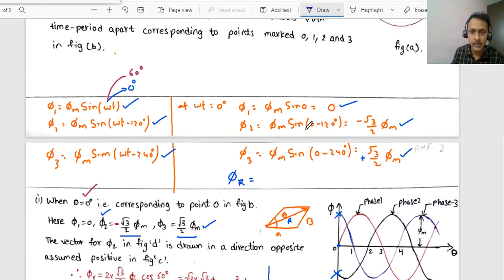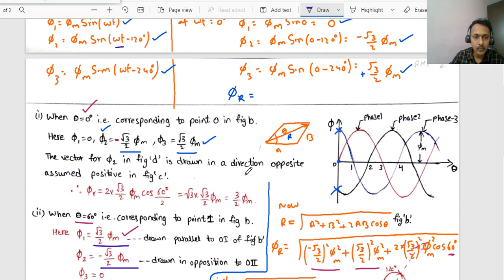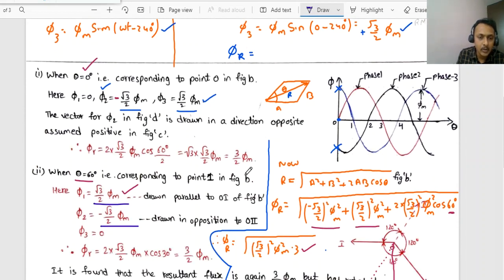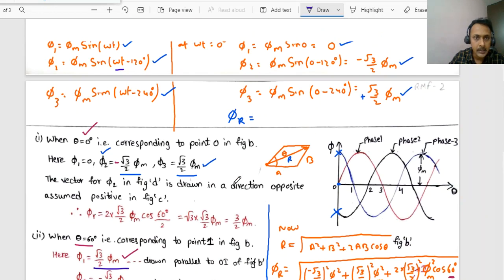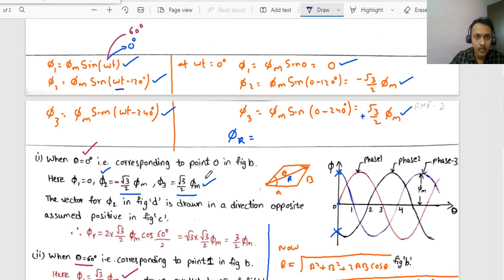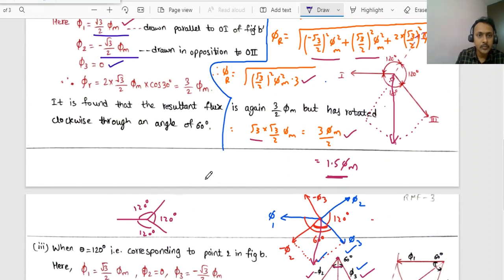In the same equations, now we will substitute 60 degrees for phi 2. 60 minus 120, right? Minus 60 degrees we will get. Sine of minus 60 degrees, right? Sine of minus 60 is minus root 3 by 2, minus root 3 by 2 phi m. So phi 3 value will be how much? 0. Why? Because 60 minus 240, right? So here the resultant value again is 2 times root 3 by 2 phi m cos 30 degrees, which equals 3 by 2 phi m.